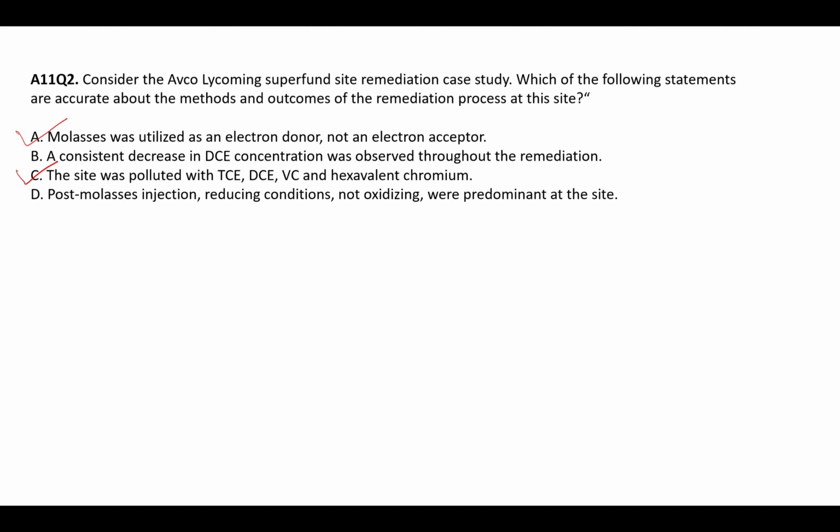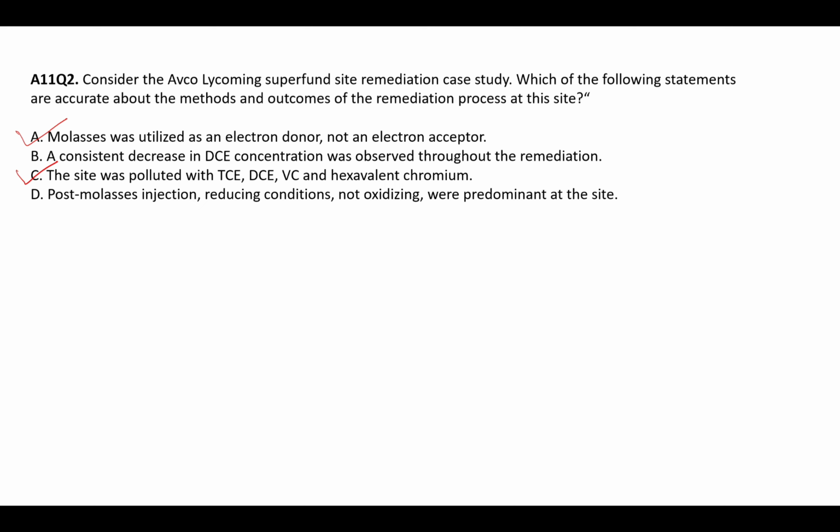So the next question is, consider the AFCO Lycoming Superfund site remediation case study. Based on that case study, we have to see which of the following statements are accurate about the methods and outcomes of the remediation process at this site. So four options are given. First option is molasses was utilized as an electron donor, not an electron acceptor. Second option is a consistent decrease in DC concentration was observed throughout the remediation. Third option is the site was polluted with TC, DC, VC, and hexavalent chromium. And the last option is post molasses injection, reducing conditions, not oxidizing, were predominant at the site.